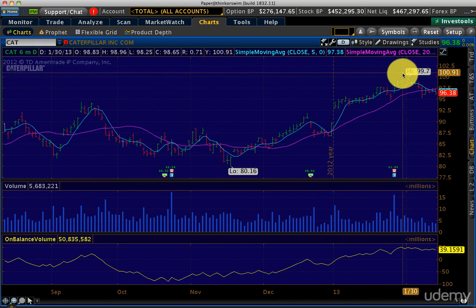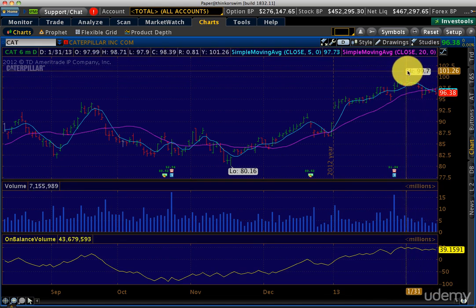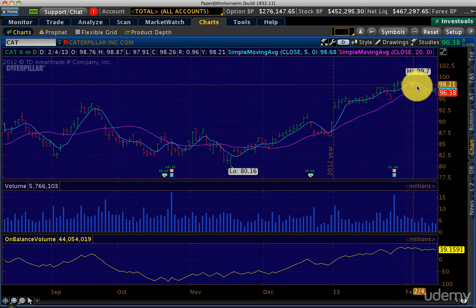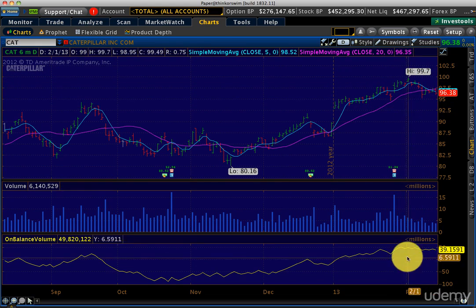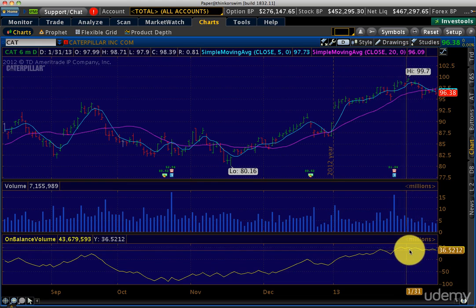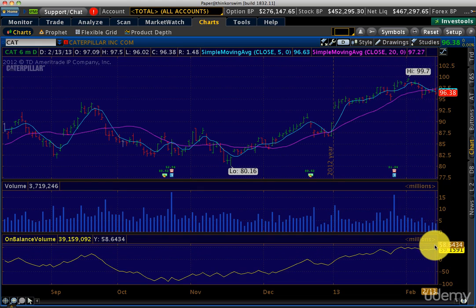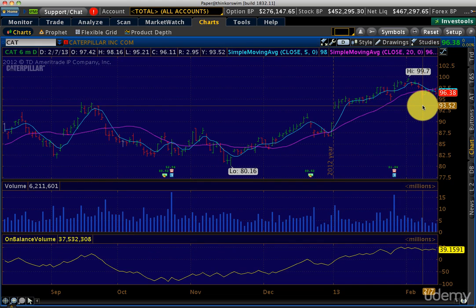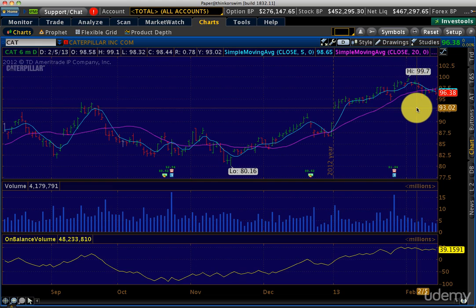However, let's look at these last 10 days or 2 weeks right here. Since this high, Caterpillar's price has been coming down, clearly. You can see that it's a down move. However, look at the on-balance volume. On-balance volume is not confirming that move. So this is called a divergence, and this is precisely where the on-balance volume indicator becomes very helpful.